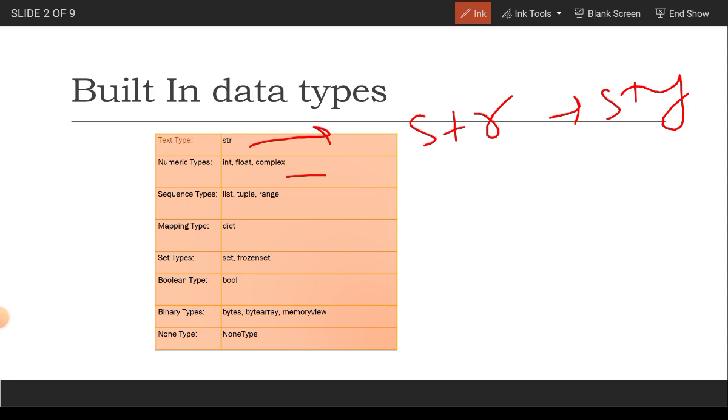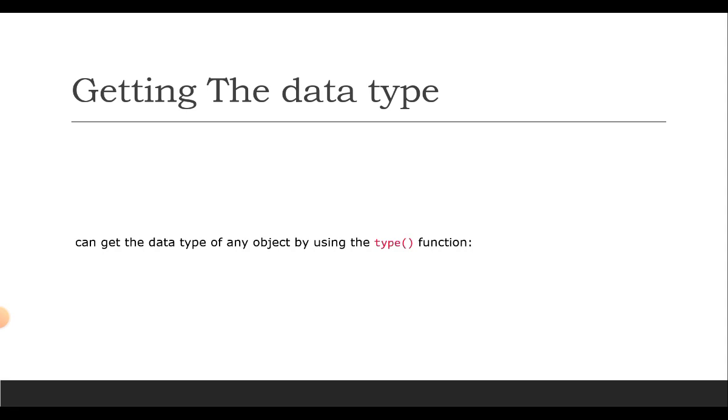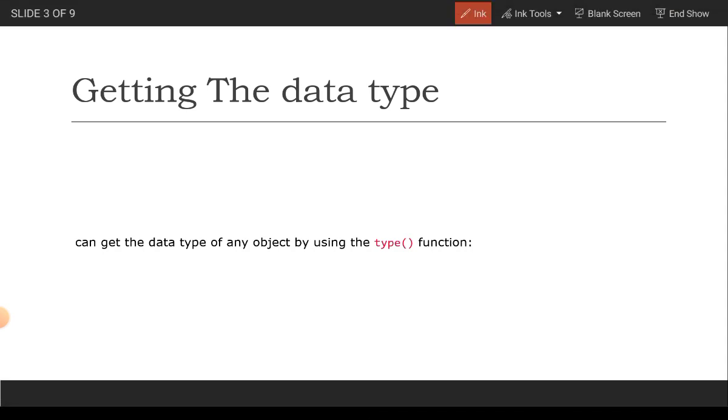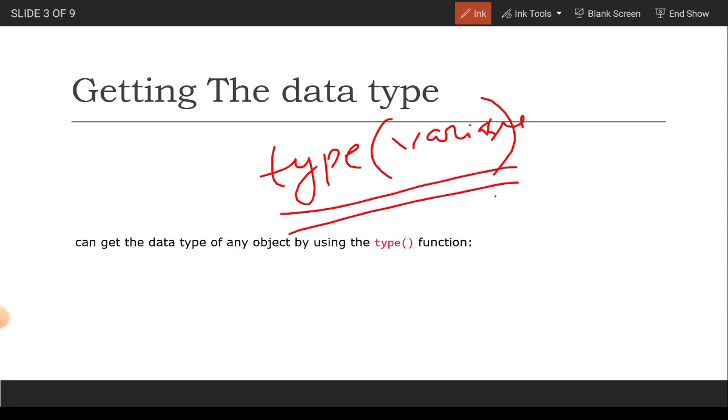Okay, so how do we get which data type a particular variable is? For that we have to use a function like type, and if we write the name of the variable in it, then it will give the type of the data type. Like it will tell which data type the variable is.